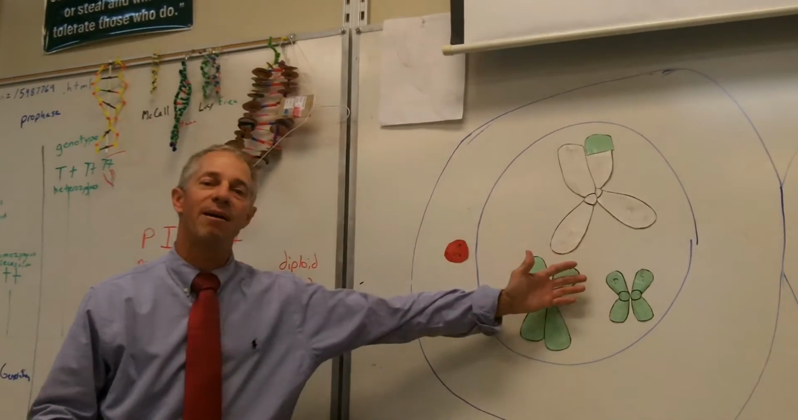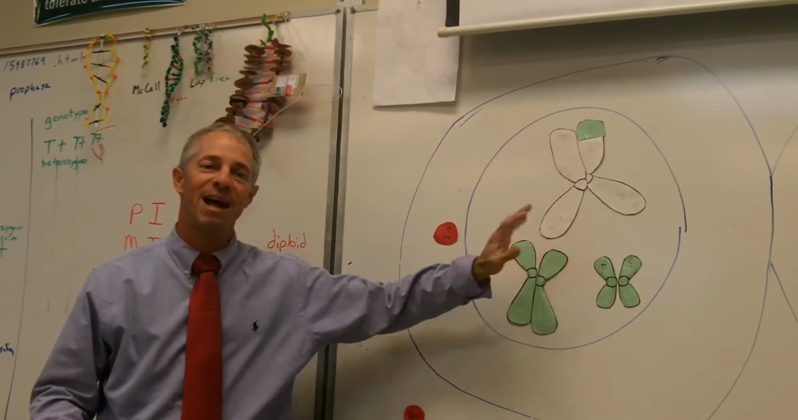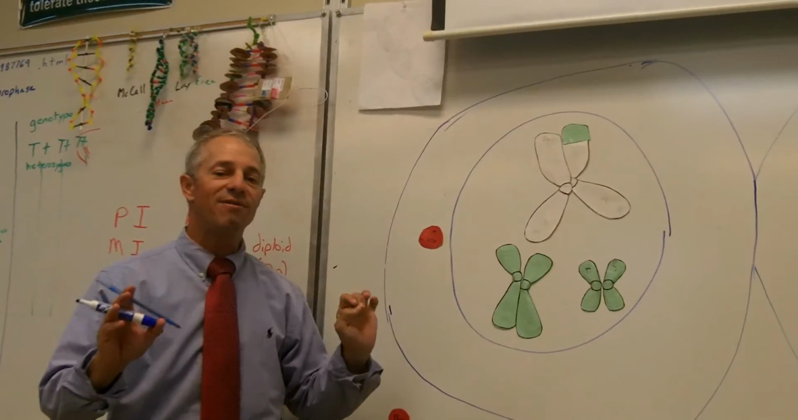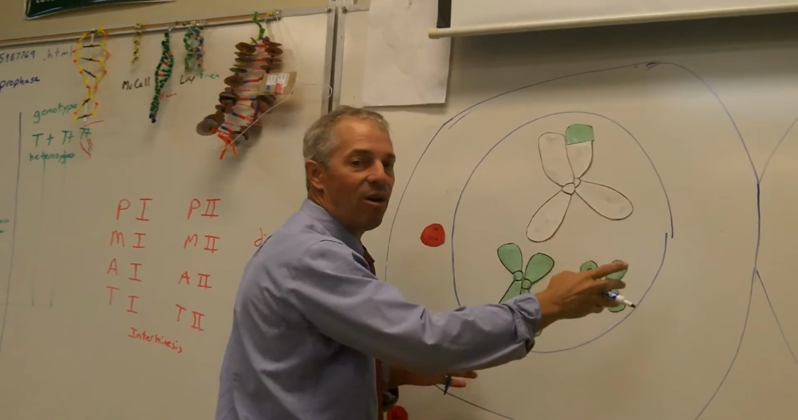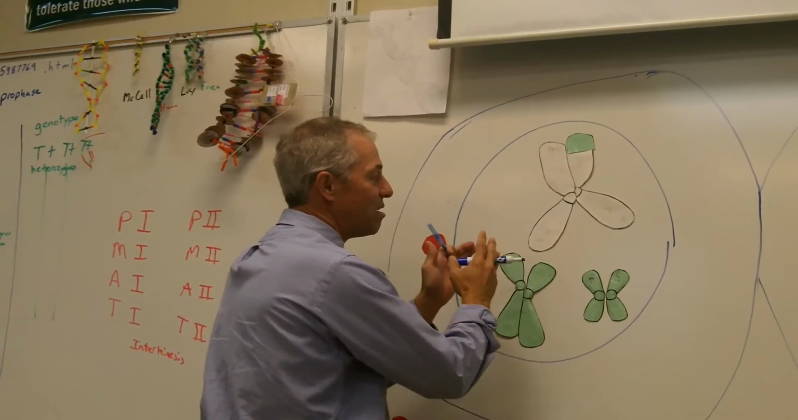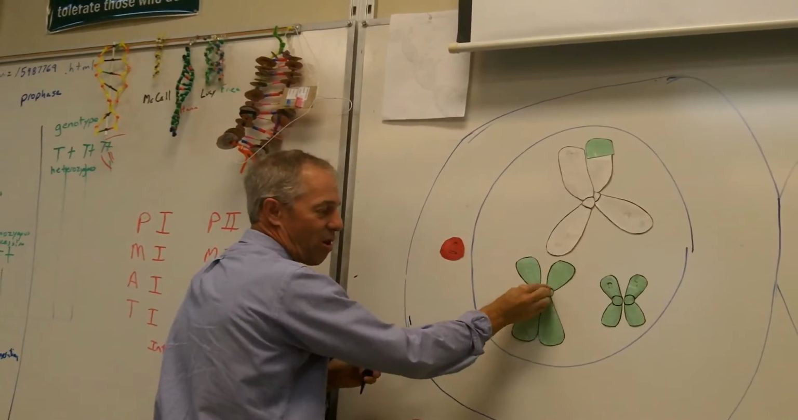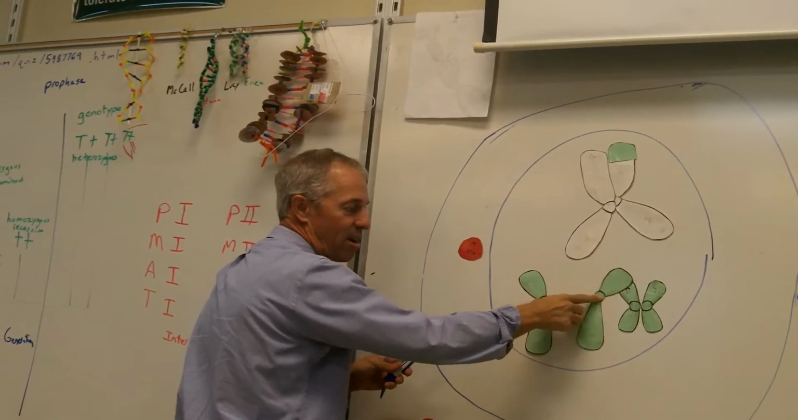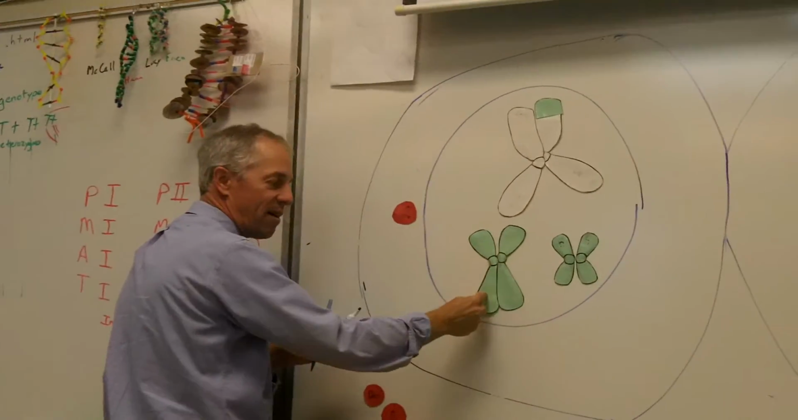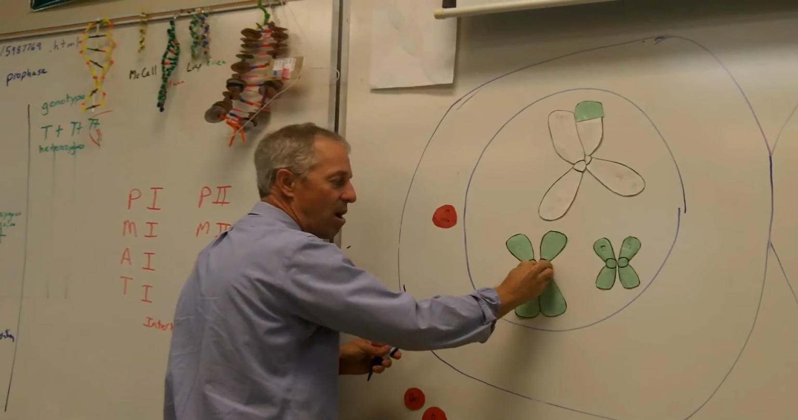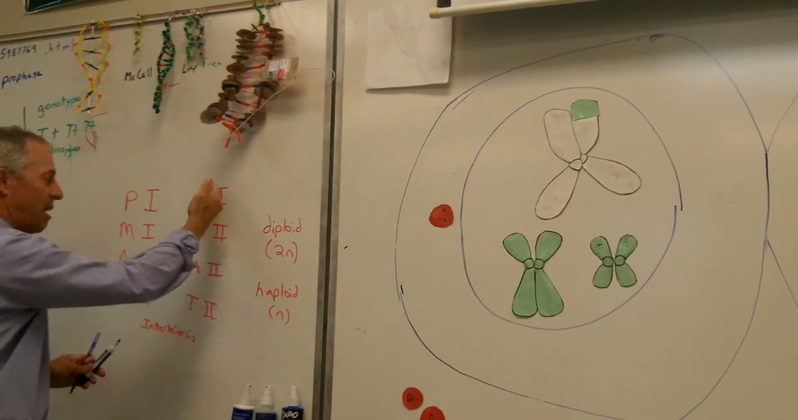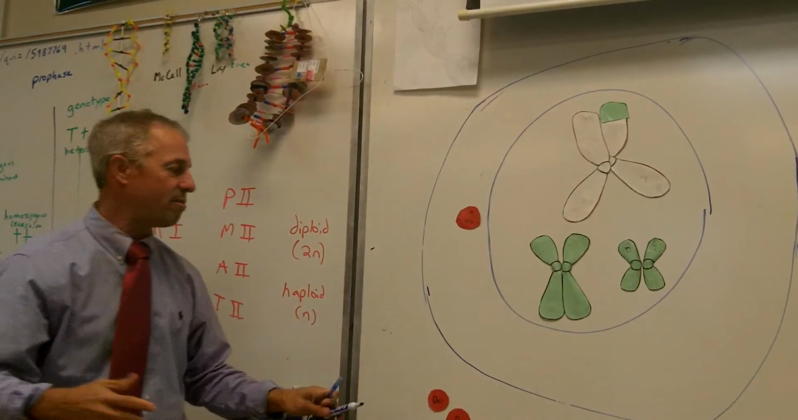Are we done with meiosis? No. Have we made sperm cells yet? We have not. Because what we have to do now is divide up these sister chromatids that are still stuck together. We've got to divide them up. There's no reason to have 2 copies of information. This will break apart, and that's what happens in meiosis 2. So let's go through meiosis 2.